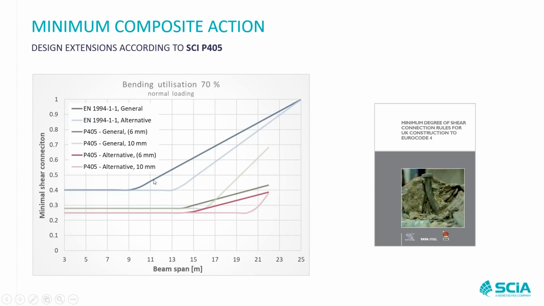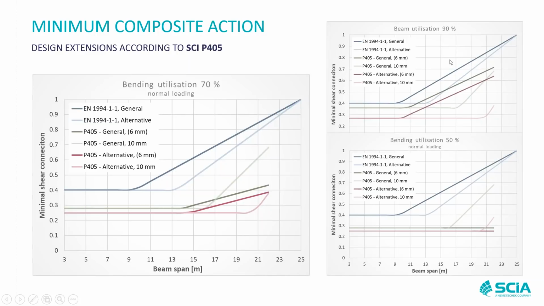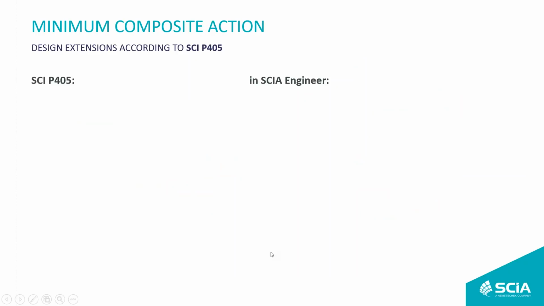And where we have an overlap with the Eurocode, that is if we have full utilization of the beam, which means that the bending moment acting on the beam is the same as the capacity of the composite cross-section. I've plotted these curves for 70% utilization, which is very often happening in practice. And then you can make a comparison between the values of the publication and the Eurocode. Also here, I show you 90% utilization and 50% utilization for bending. And you can see the differences in those cases.